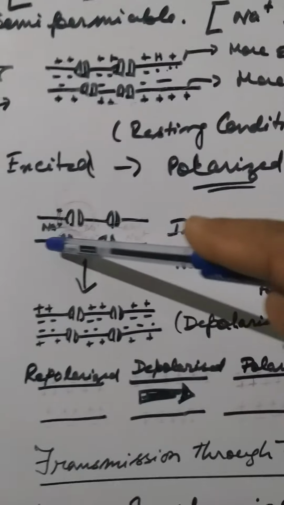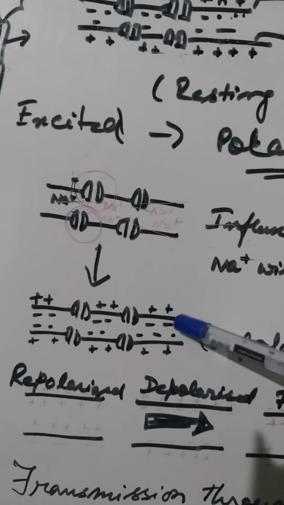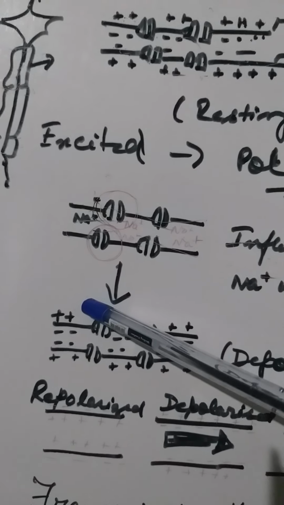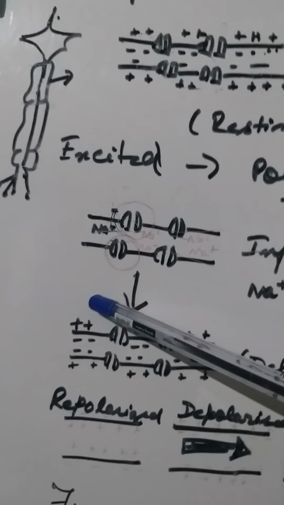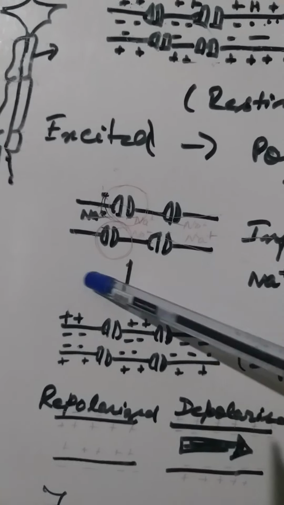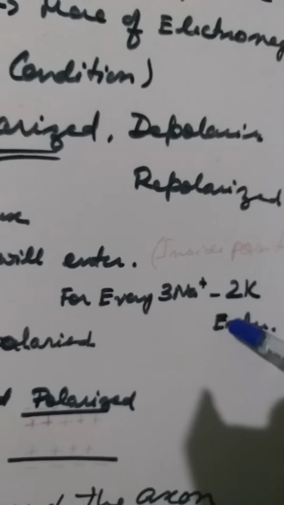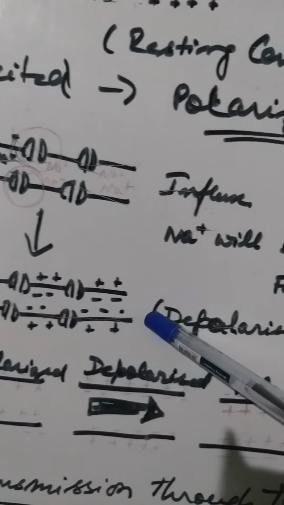Now when this portion transmits the impulse, it goes to the second phase. What is the second phase? When the impulse is transmitted, the same thing appears again. The sodium that was inside goes outside and the potassium that was outside comes in, and again the ratio is 3:2. For 3 sodium, 2 potassium enters. So obviously the outside is positive and the inner is negative. That is known as depolarized. So what is the depolarized condition? The impulse has left this portion.